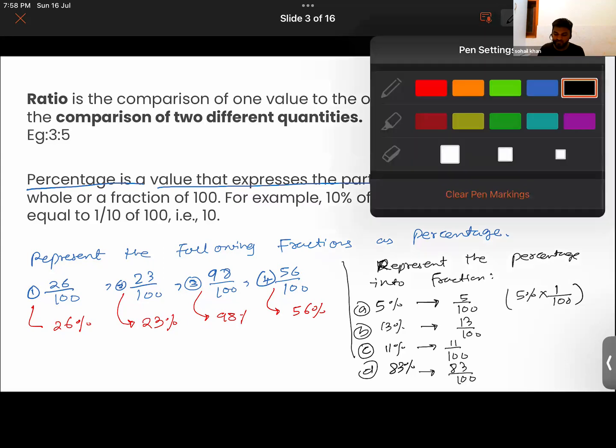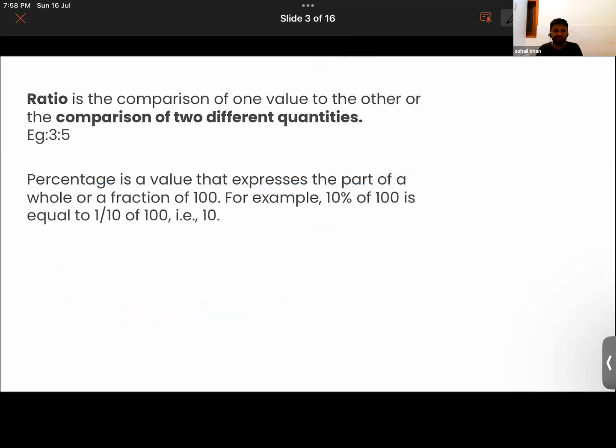Okay, so those were the simpler questions. Now I'm giving some tough questions. Represent 0.25 in fraction. This is the first question. Take your time. I'm giving some more questions, both of you.